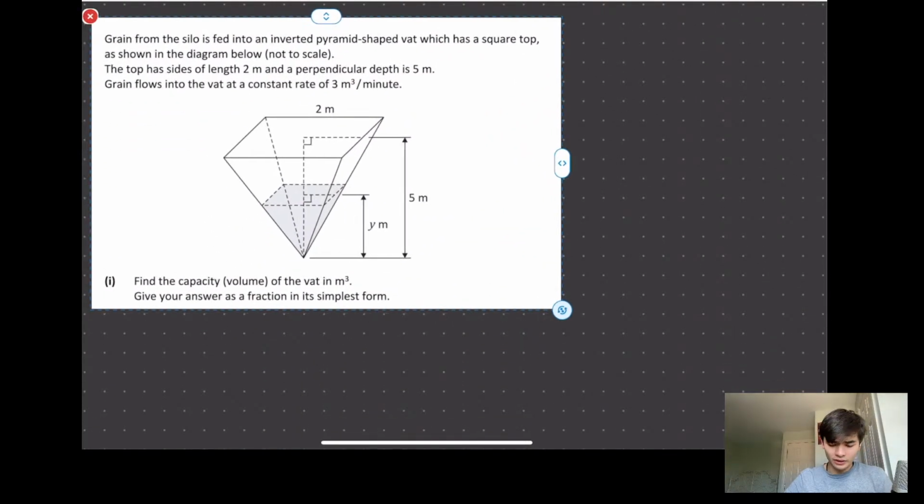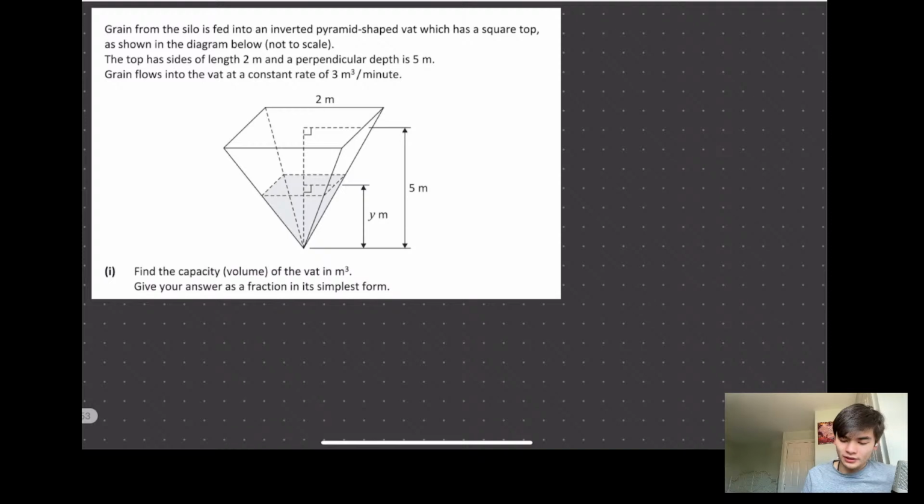All right, so we've got another shape here. What's this? A pyramid? All right, got you. So grain from the silo is fed into this pyramid. It's got a square top. Okay, so square-based pyramid. Find the capacity of the vat. So that's the full capacity, right? So when there's no room at the top left.